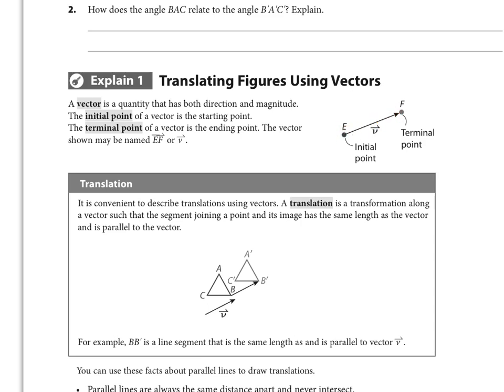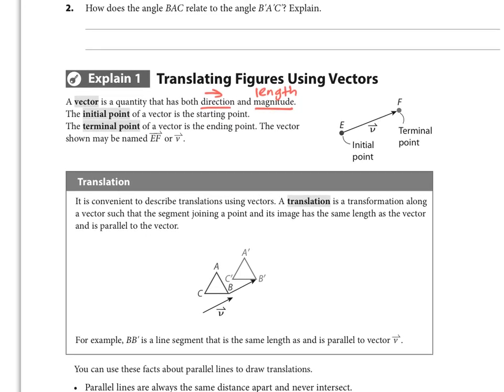A vector is a quantity that has both direction and magnitude, and the direction is indicated by the arrow. The magnitude is the same thing as saying the length of it. So although a vector looks just like a ray, the arrow on a ray means it goes on forever. A vector actually ends at the terminal point right here. It starts at the initial point, ends at the terminal point, and it's only that length or that magnitude. You don't need to know the terms initial point and terminal point. Just know where it starts, where it ends.